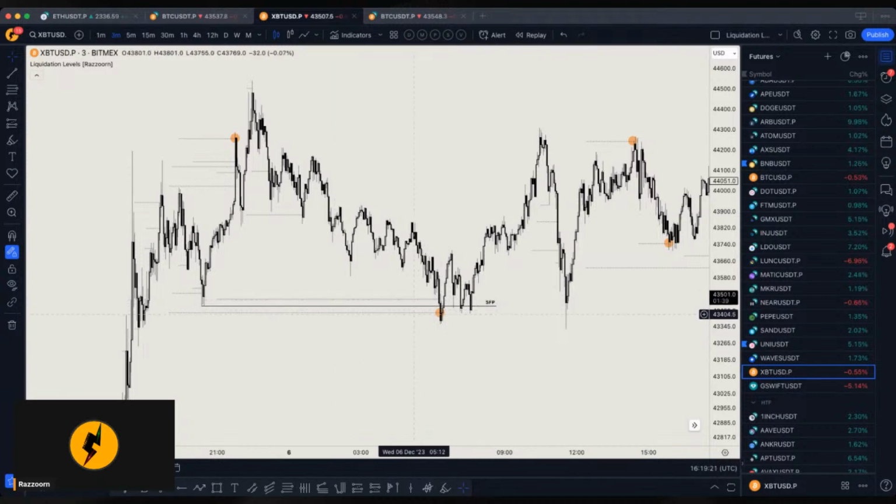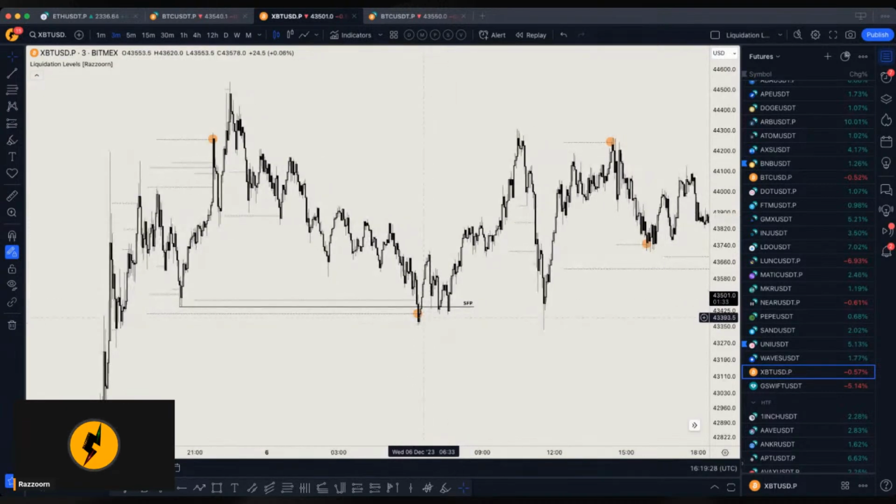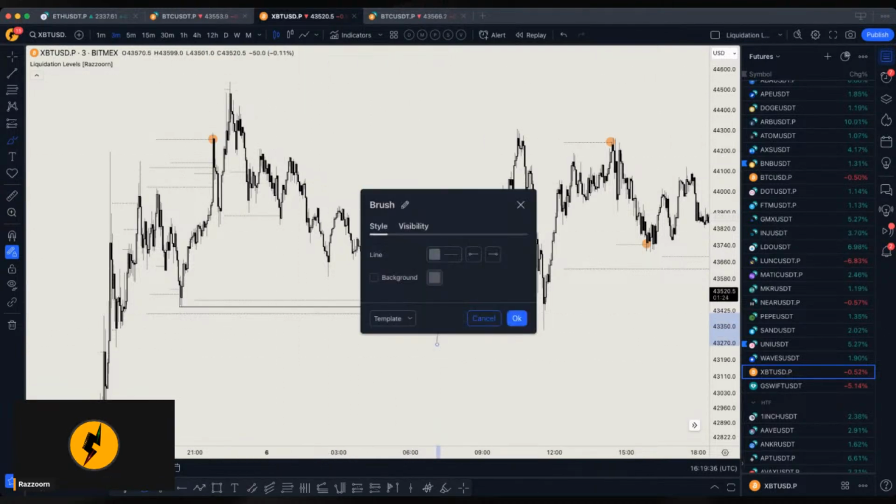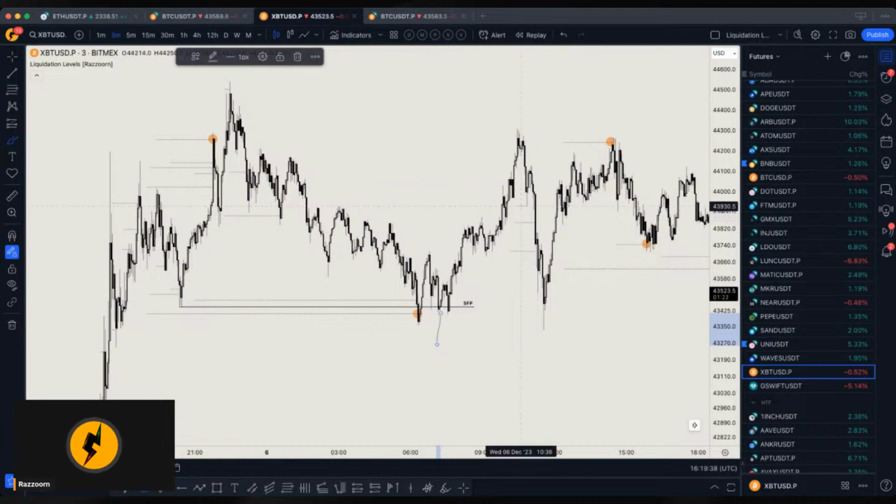When I see liquidation levels at around this level, and the price touches them, I'm more confident in this example longing the retest right here. The way that I like to use this tool is as a confirmation for the liquidity grab events in the price action in the charts.